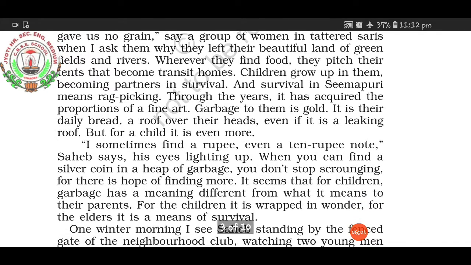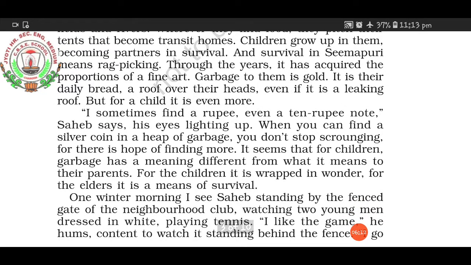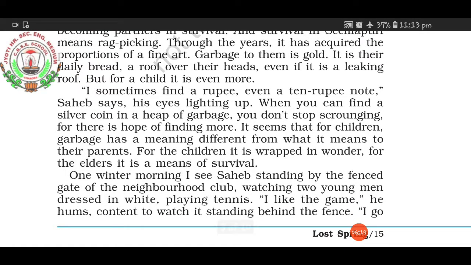Then there is a difference being shown in one of the paragraphs, where the young ones, like Saheb, the ragpickers, sometimes get a rupee or a 10 rupee note in the garbage, and that seems like a wonder package for them.